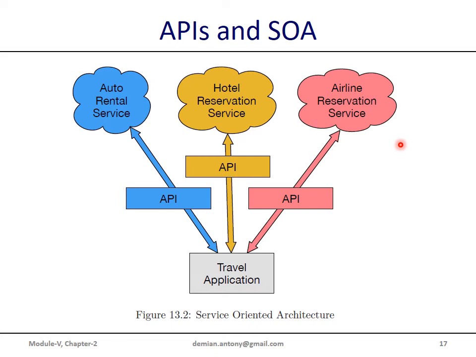This is one scenario of service oriented architecture where an application uses the existing services which are built by other providers, and the application accesses or consumes the services through contracts called APIs. Since they are available over the internet, we call it a web API or a web service.